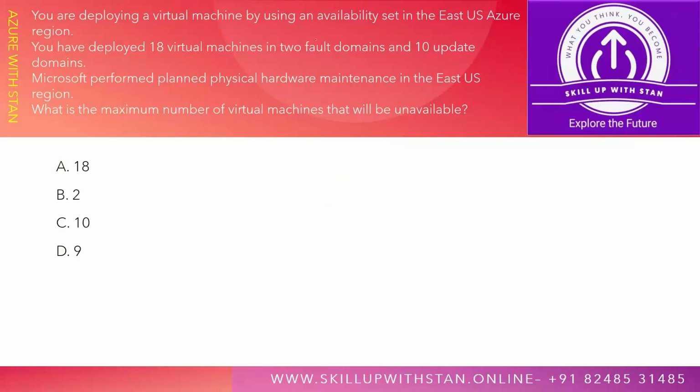You are deploying virtual machines by using an availability set in the East US Azure region. You have deployed 18 virtual machines in 2 fault domains and 10 update domains. Very nice. So you have 10 update domains and you have 18 virtual machines, which means you can have 2 virtual machines in each of your update domains, right? So you can have one update domain having 2 virtual machines each.